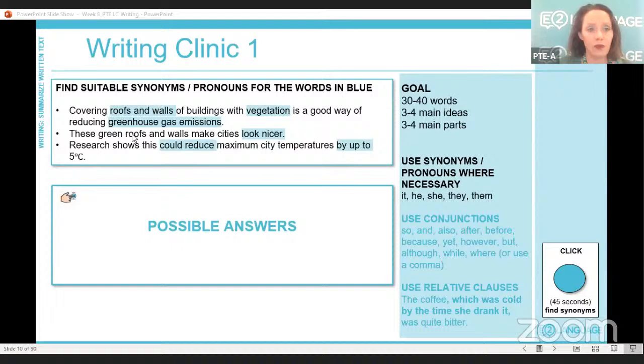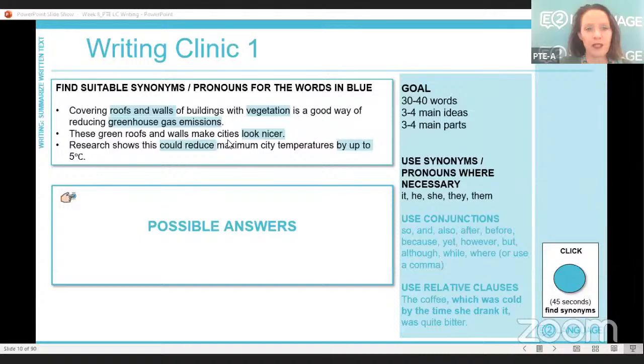And these green roofs and walls make cities look nicer. So make them look more what? Make them look, any ideas? Just a similar word. Yeah, more pretty. Prettier would be better actually. More attractive, Manish. More amazing. Yes, very good. And research shows this could reduce maximum city temperatures by up to 5 degrees.